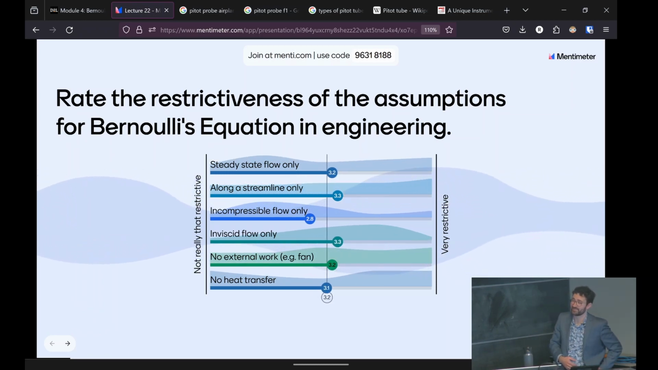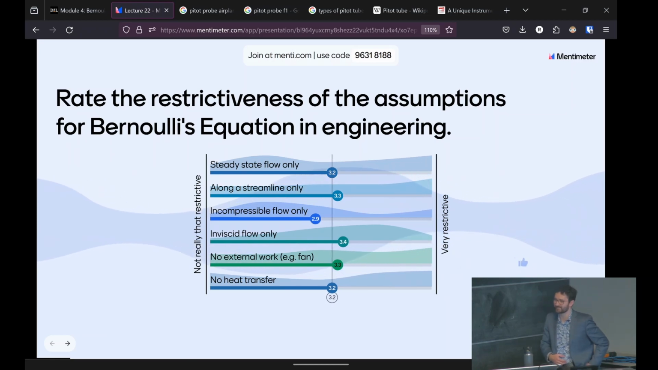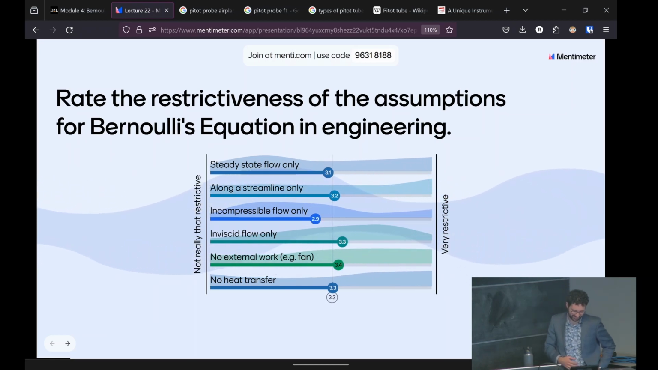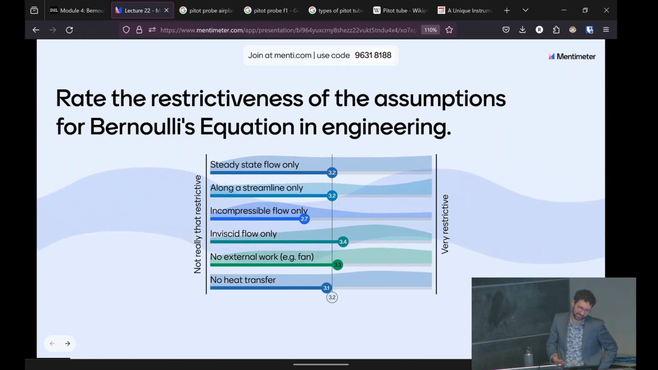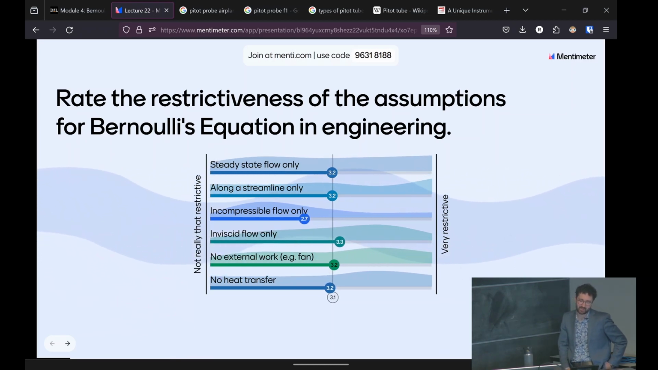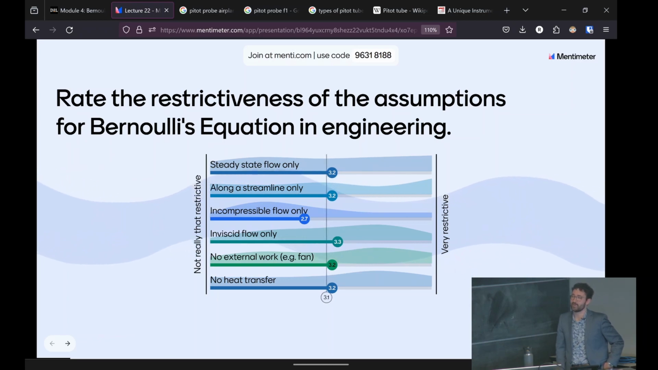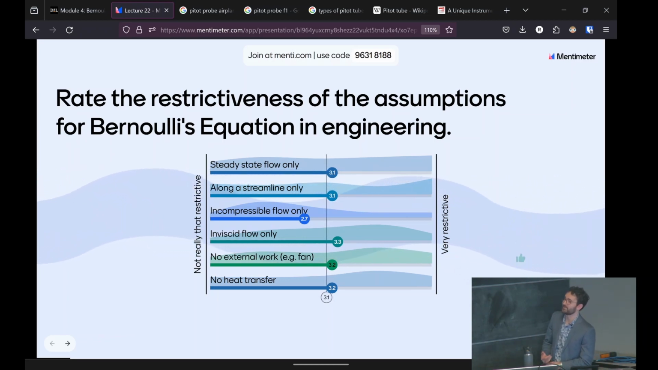Again, this is just an opinion thing. I wouldn't say there's a right or wrong answer here. So we have steady state flow is kind of spread. Seems like some of you think that's quite restrictive, and some of you don't think it's very restrictive at all. And someone really, really likes this question.